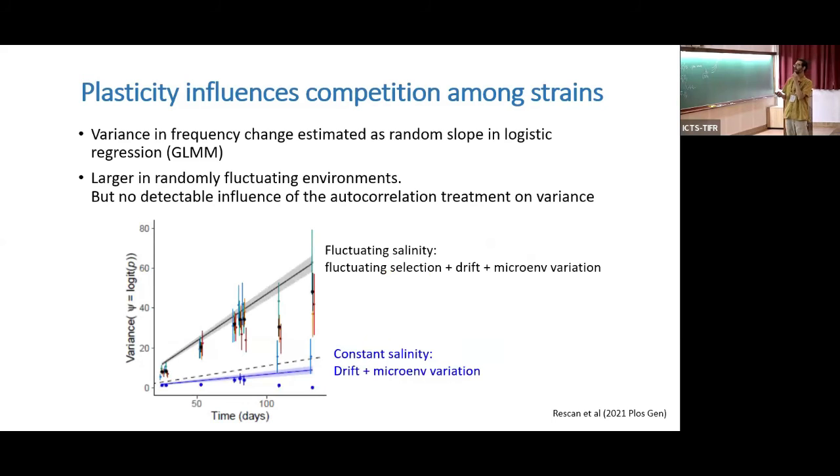All I want to say about this is that if you look at this variance component that I told you, this kind of random intercept to see how these trajectories diverge over time, in the constant environment, we expect this to be caused by drift, by micro-environmental variation. Perhaps in our incubator, some places are better and they grow better. So this micro-environmental variation will cause variance among replicates. But the fluctuating ones also have the effect of fluctuating selection. So we found a faster increase in the variance of allelic frequency in the fluctuating treatment, but no clear effect of the autocorrelation treatment.